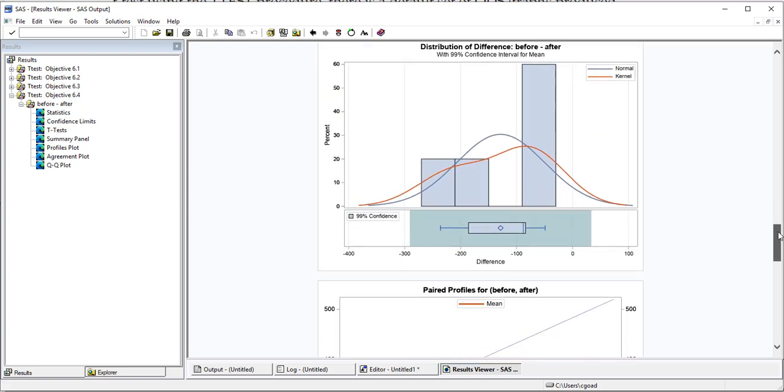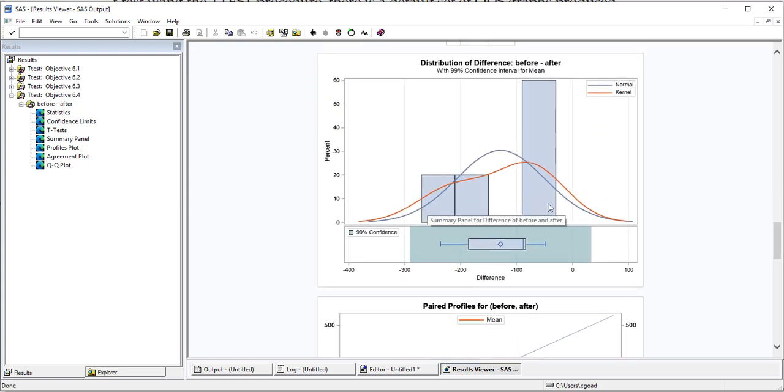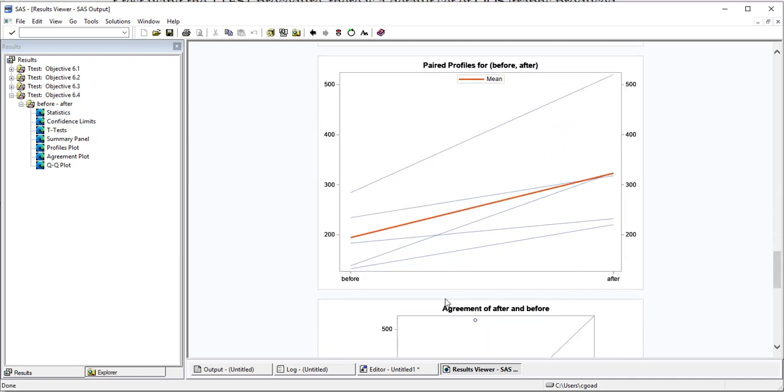Again, there are some default graphics that are generated, so we see the histogram with the observed differences, and a very broad confidence interval in the background here in the green that captures 0. Then paired profiles, so each of the before scores is connected with each of the after scores, so that if there were significant improvement, all of these lines would have a strong positive slope. The red line in here is the before mean, and this is the after mean.